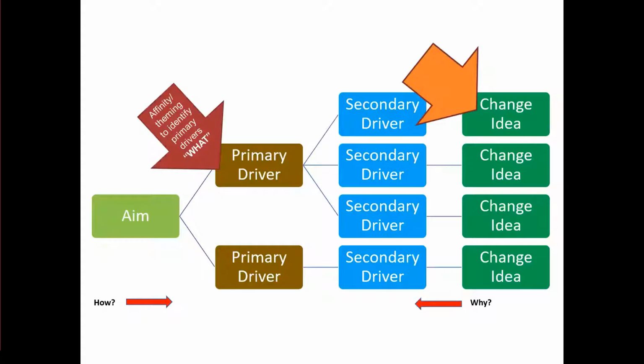So as I had said before, the development of your driver diagram can happen in a number of ways. If you're stuck, start by looking at your Pareto chart, then take a look at your process map and see if you can group some of those drivers into the secondary driver column, and then affinitize those into themes to create to the left your primary driver. And then looking to the right, think about your change ideas.